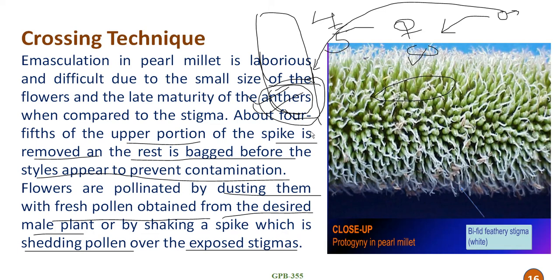So this is the overall crossing technique, which is very simple, but before doing the hybridization, we must know the flower structure and the timing of anthesis and stigma receptivity in pearl millet for successful hybridization.